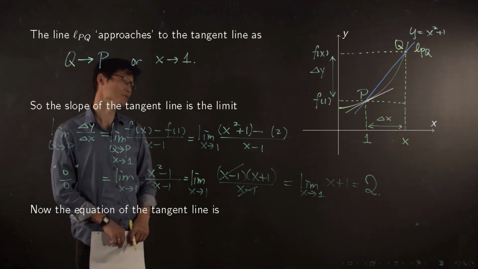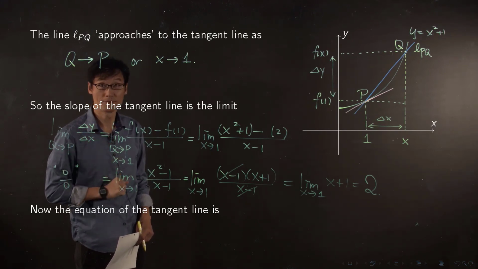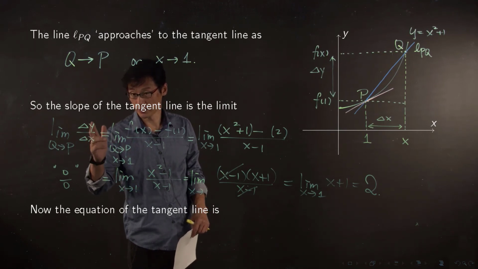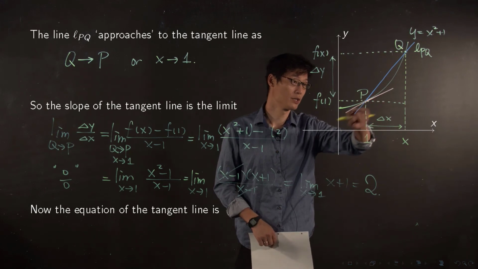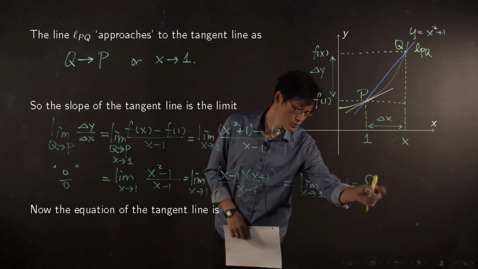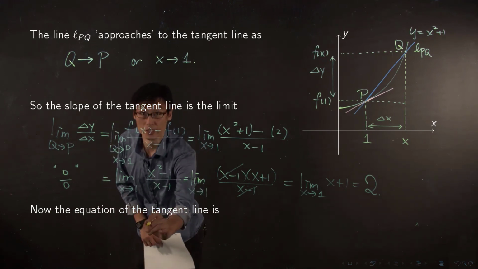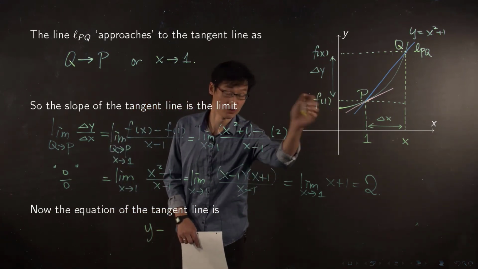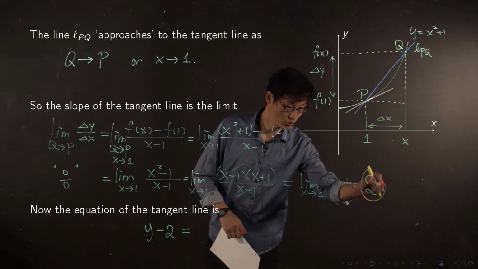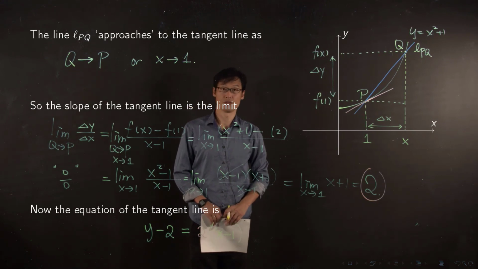So what we did is to look at the slope of the secant line as Q approaches P. We calculated the slope of the line, and eventually that limit gave us 2. That means the slope of this tangent line is exactly 2. Now that we have the slope of this tangent line, we are ready to write down the equation. You can use point-slope form. The equation of the tangent line is y minus the y value, f of 1, equals the slope, 2, times x minus 1. So this is an equation of the tangent line.